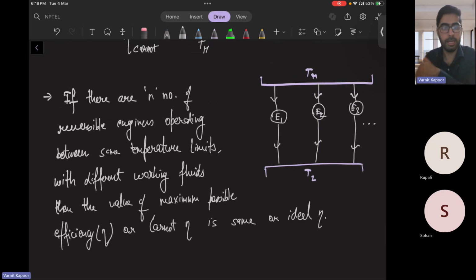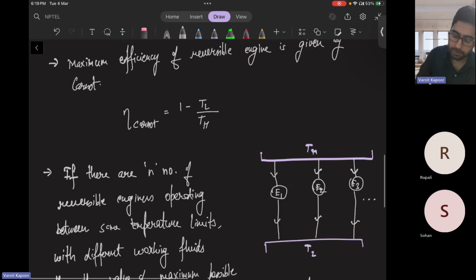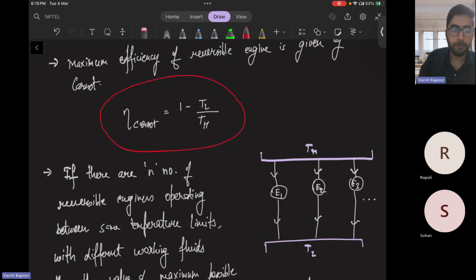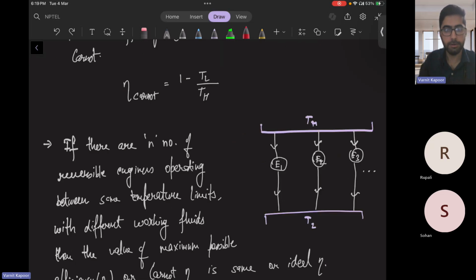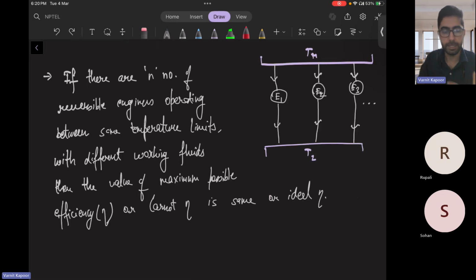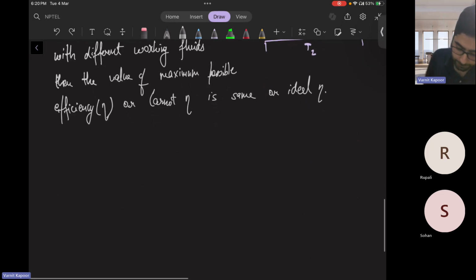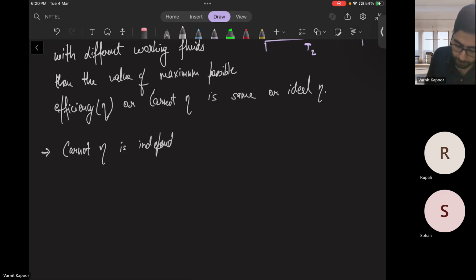If there are n number of reversible engines with different working fluids operating between same temperature limits, then the maximum efficiency or Carnot efficiency or ideal efficiency are all the same. That means Carnot efficiency is independent of the working fluid. If you see the efficiency formula also, there is no term of any material property or working fluid property. It's only a function of temperature. So Carnot efficiency is independent of working fluid.